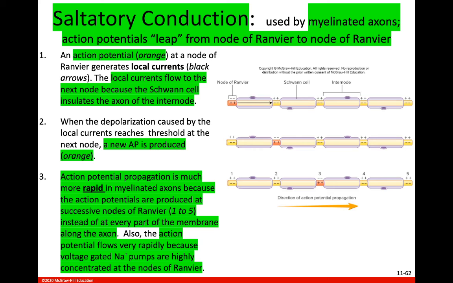So that is a good analogy for continuous versus saltatory conduction, and explaining why it's faster in the myelinated axons, with the action potential leaping or jumping from one node of Ranvier to the next.